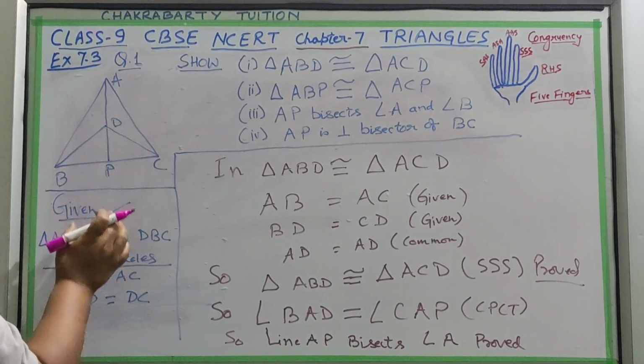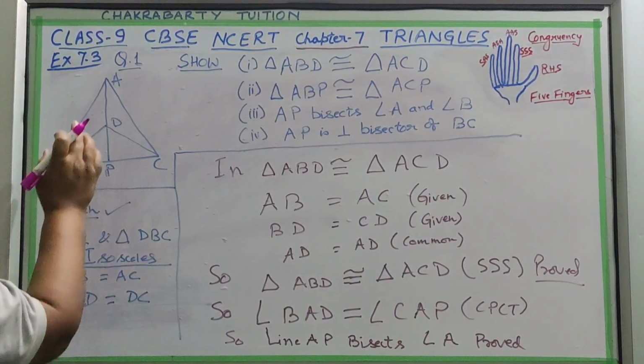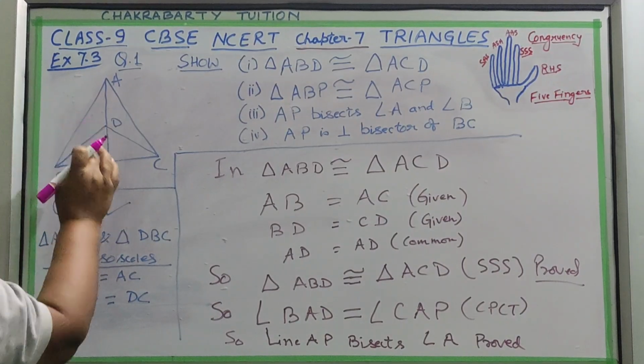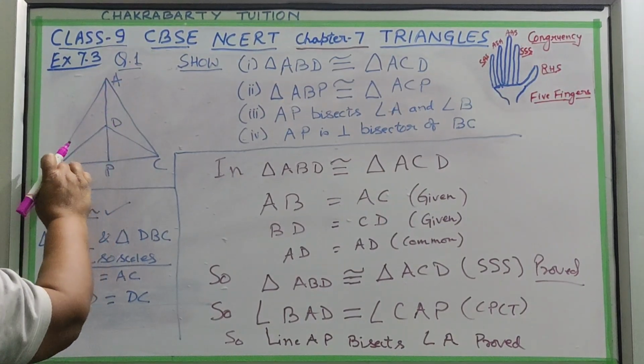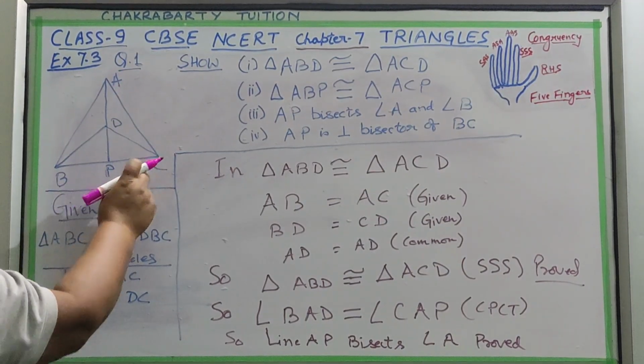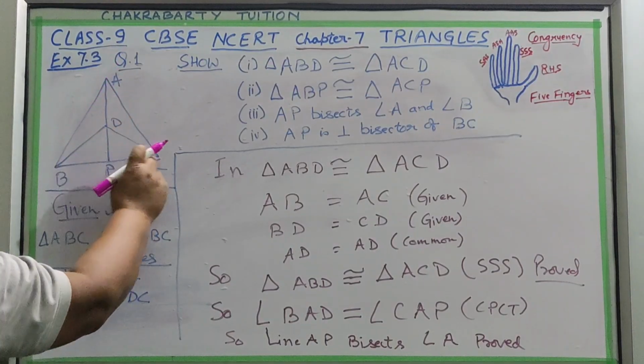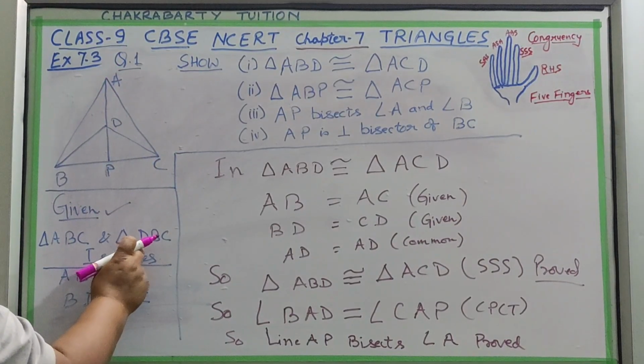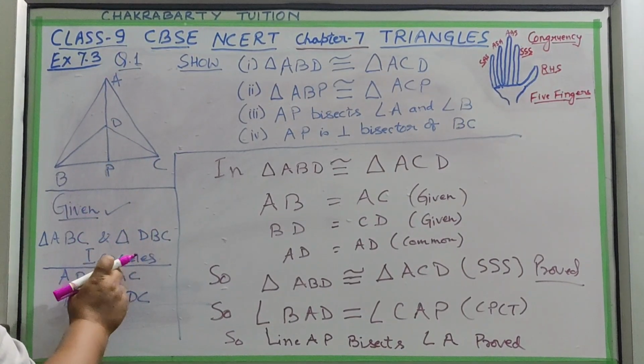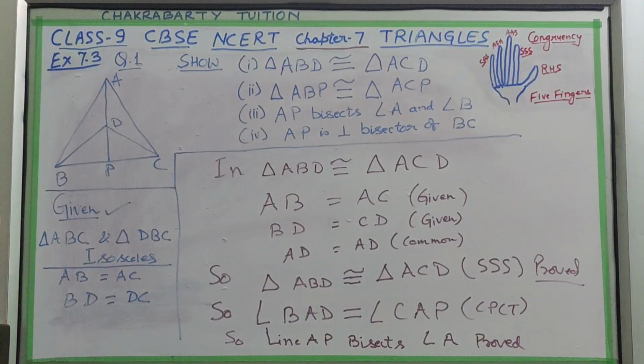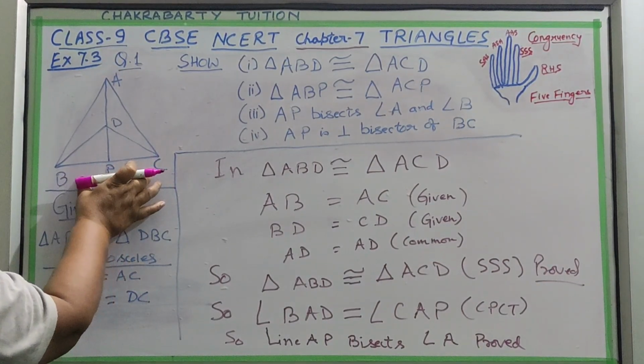Then from here, you have to find out what is given. So in that it is given that in triangle ABC, this full triangle A, B and C, the bigger triangle, and a smaller triangle D, B, C, D, B, C are isosceles. Isosceles means its two sides will be equal, and it is given BC is a common base.